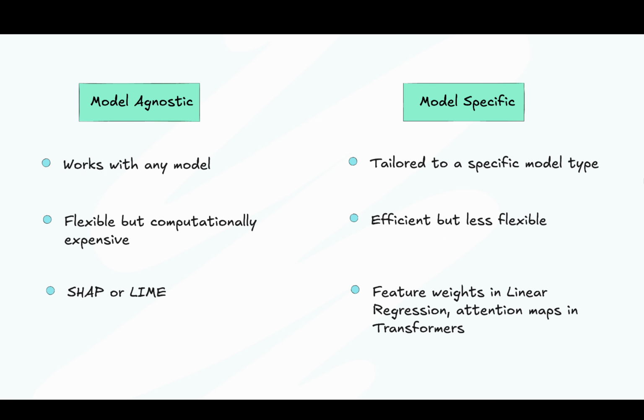The next is model agnostic methods, and they work with any model no matter how complex they are. For example, imagine a bank using an AI system for loan decisions. A model agnostic tool could be something like SHAP or LIME, which can explain that decision no matter the complexity of that model. Model specific methods, on the other hand, are designed only for a specific model type. For instance, if the bank uses a simpler model like linear regression, you can directly use the model's variables to understand why it made that decision.